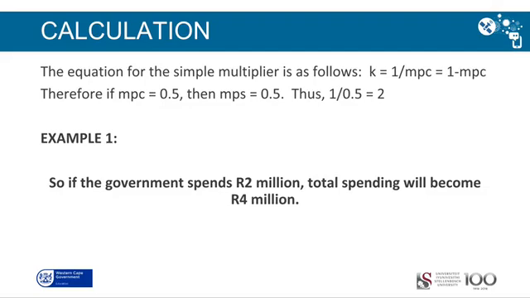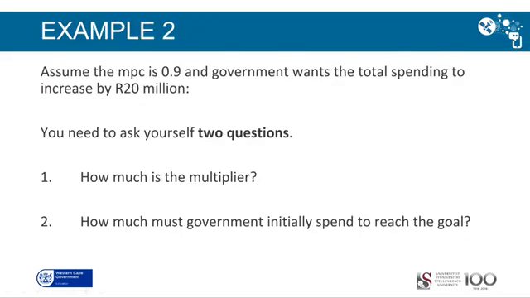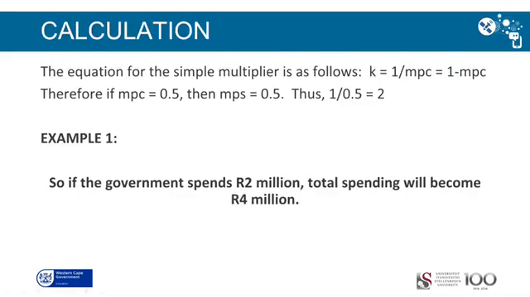Therefore, if MPC is 0.5, then MPS is also equal to 0.5. Therefore, you're then sitting with 1 over 1 minus MPC, which will be 1 over 0.5, which will then give you an answer of 2.